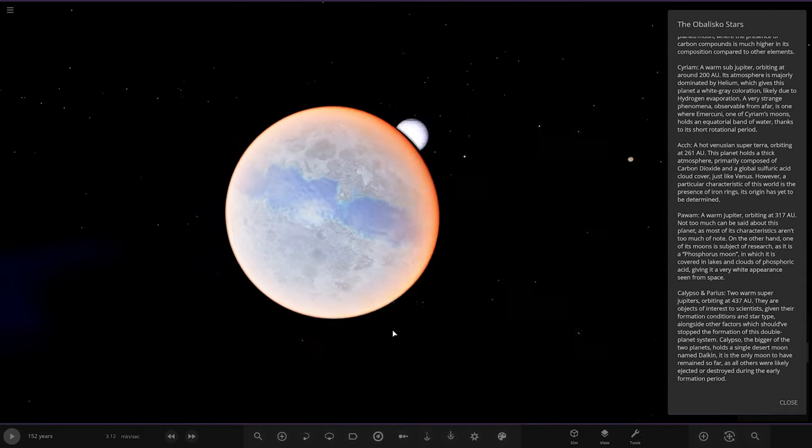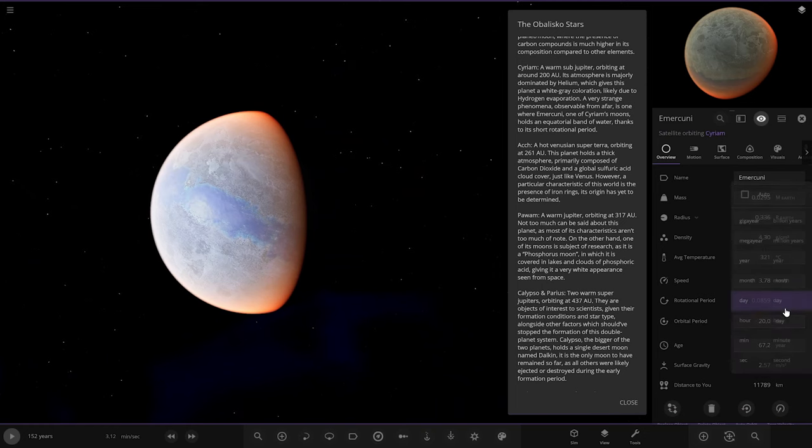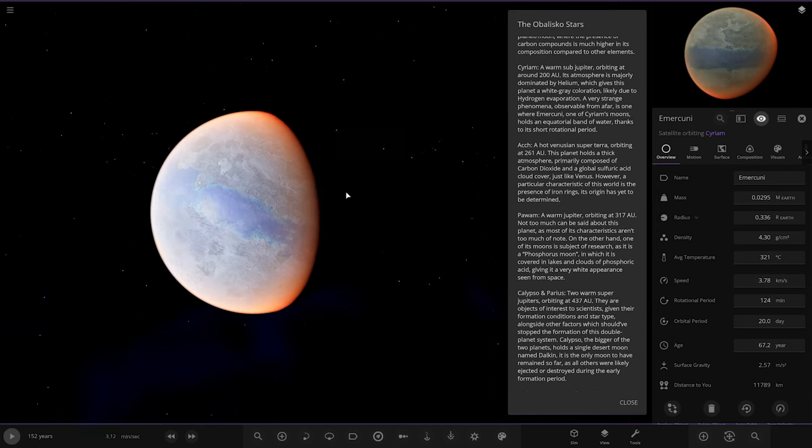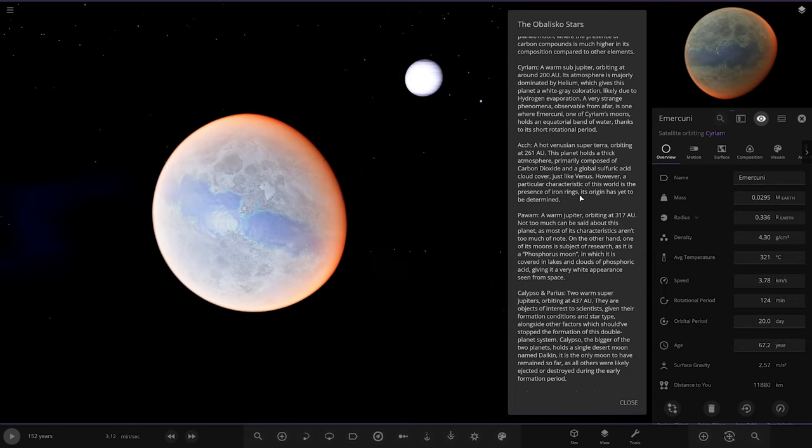Check that out. Now that is pretty cool. So the fast rotation causes that. So look how many hours. 2 hour orbit. 124 minutes to do a full rotation. Pretty cool. I mean, look at that. That does look awesome, actually. That's a good looking world as well. Nice orange two-tone sort of atmosphere going on there as well.